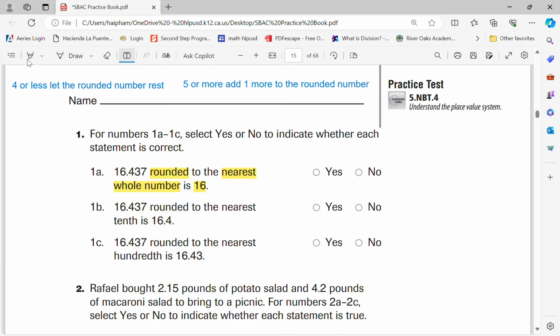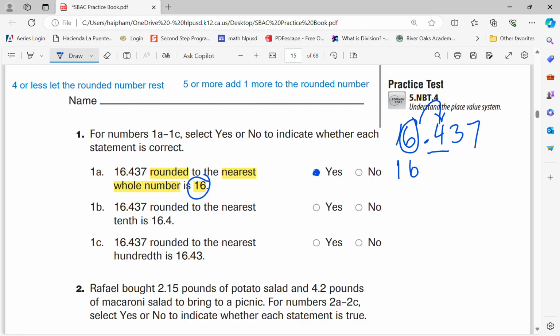All right, so let's take a look at this closely. We have 16 and 437 thousandths rounded to the nearest whole number, which is a 6. That's our rounded number. Our 4/10ths will be our neighbor. And again, when it's 4 or less, we're going to let the 6 rest here. Everything from the left remains the same. Everything to the right becomes 0, which makes this a true statement. So let's indicate yes here.